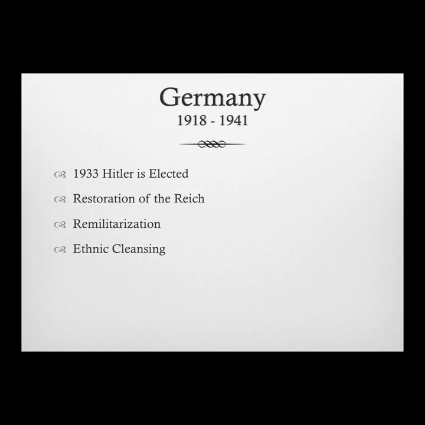To do this, Germany started the remilitarization process, or building up of its military again so that it could fight a war to defend itself. This, however, was against the conditions of the Treaty of Versailles.